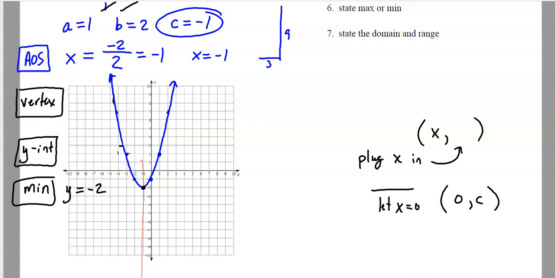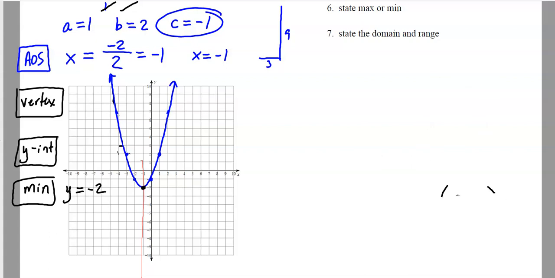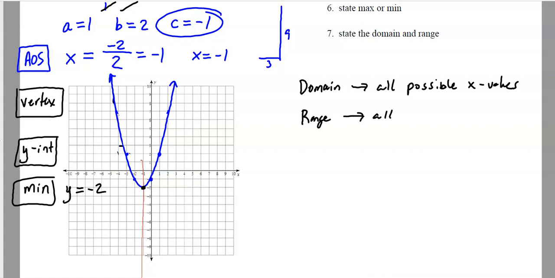And now we're going to get into this domain and range. All right. So this is kind of something a little bit new as well. You probably did this in algebra. But the domain, and I think we actually did it earlier this year as well. The domain, it represents all possible x values. And the range are all possible y values.